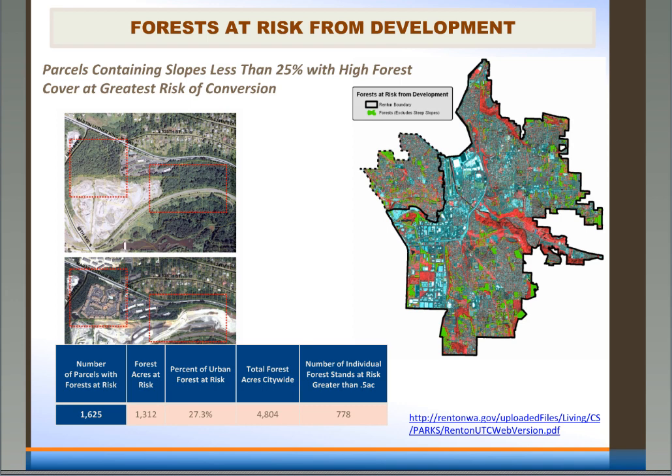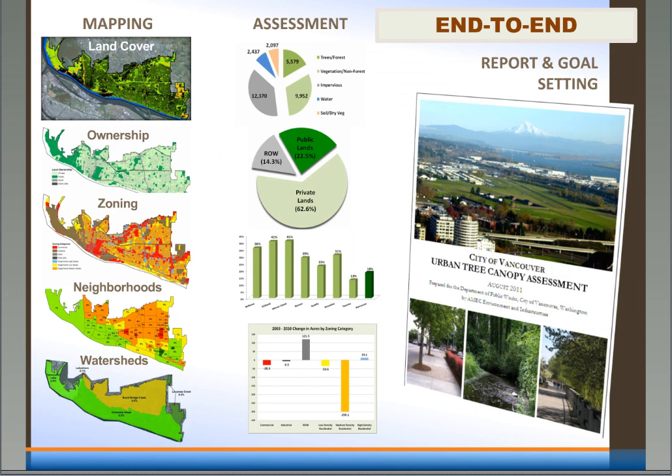So we looked at slopes, we looked at land use and zoning types, and ultimately what we came up with was that about 27% of the entire city's existing tree cover, about a quarter of their trees, at least from a cover standpoint, was at risk from further development. So that was a pretty big wake up, I think, from a policy and planning perspective. So end to end, we have all the different assessment boundaries, the ways we can break that information out in more tables and charts and that kind of representation, and then ultimately our reports.